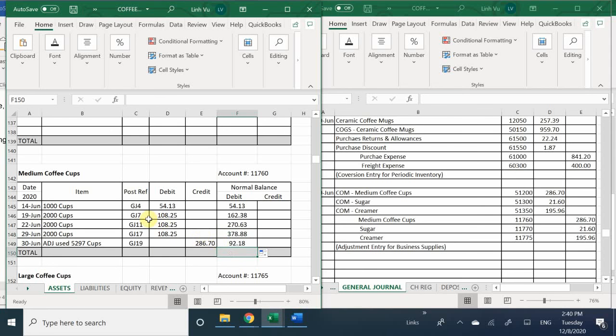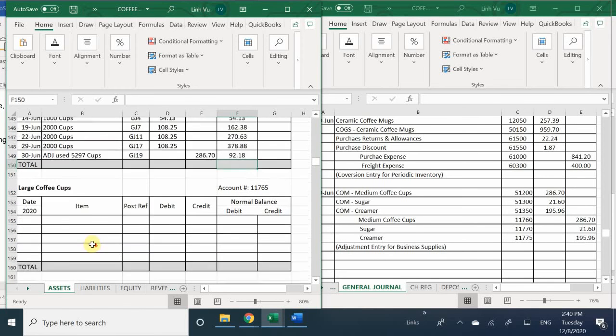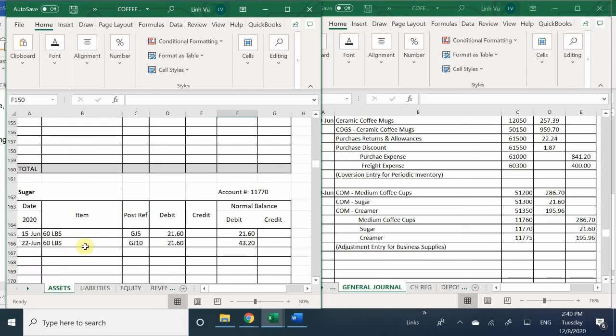$92.18. All right. So here we recognize the reason why we're making adjustments: we no longer have those cups. We want to make sure that we adjust our entry because our assets reflect that we have 7,000 cups, but we really don't. So that's why we need to make an adjustment entry. Next one is sugar.